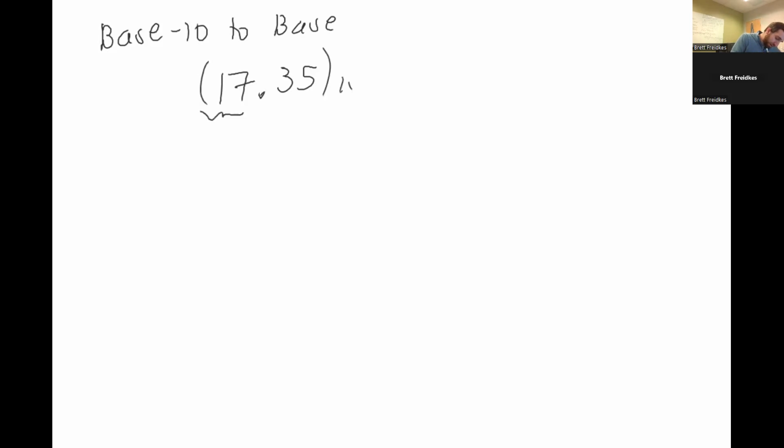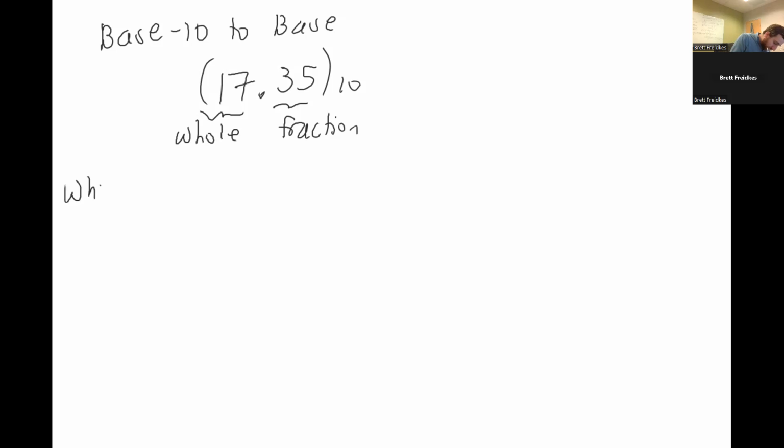The other way is a little bit more complicated. Those are our algorithms. So there's two algorithms. Let's say it takes some number like 17.35. Will that work? Yeah, I think it'll work eventually. So this, and again, this is base 10. This is our whole number. This is our fraction. So we have two algorithms to use, one for the whole number, one for the fraction. Let's do the whole number first.